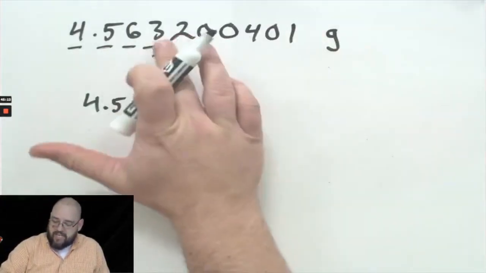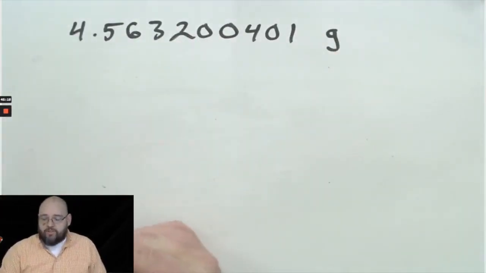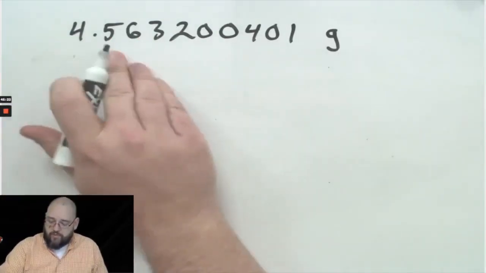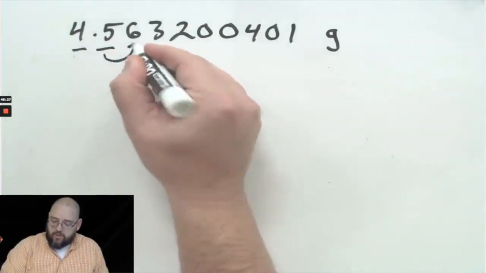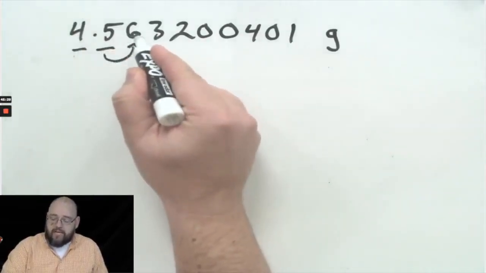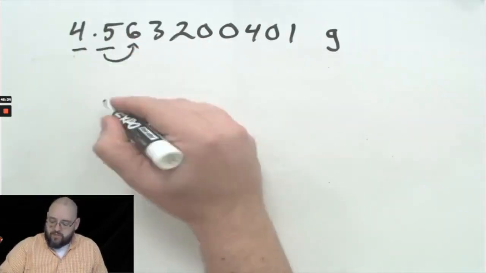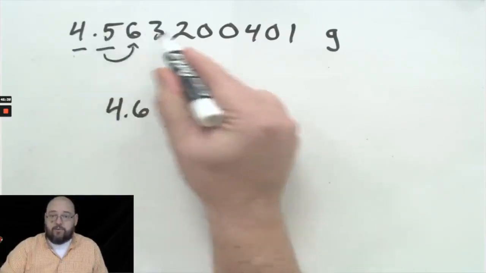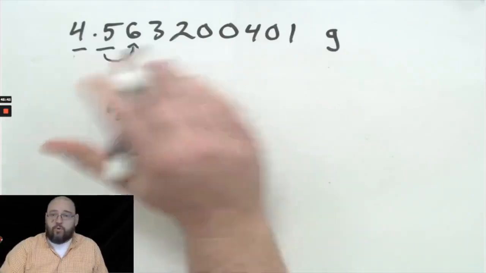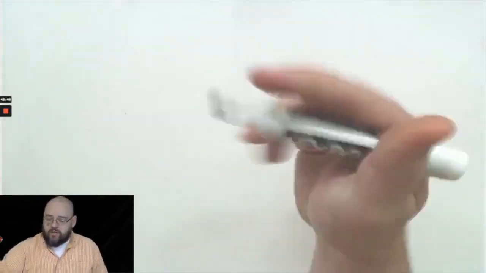Now let's take the same number, and this time I want to round it to 2 significant figures. Well, 4.5, there's 1, 2, and now I look next door. This is bigger than 5, so that means this 5 gets rounded up to a 6. So this becomes 4.6 grams. And again, since these numbers are all after the decimal, they're all going to just disappear. Okay? So let's look at a situation where they're not.